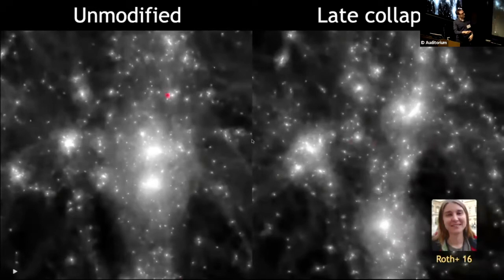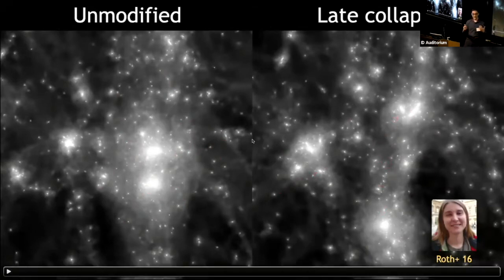So right here, where I've paused it in the unmodified case, these two major progenitors, it's almost a one-to-one merger. They're about to merge. Whereas over here, they're still actually quite some distance apart on that filament. And that's at the same time in these two different simulations.